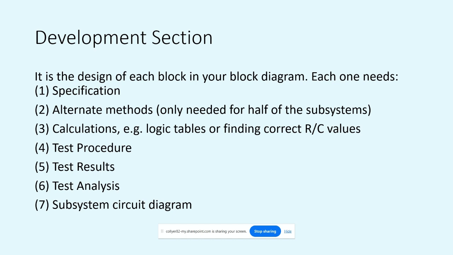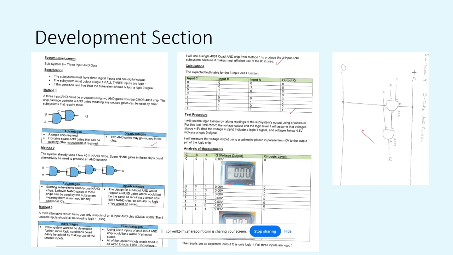Do have a look at the student guide for more examples. So this is one student's work. This is perfect. You'll notice it says subsystem 9. They did 9. And each section has just been ticked because it's perfect. There's no problem. So at the beginning, you should have a specification.